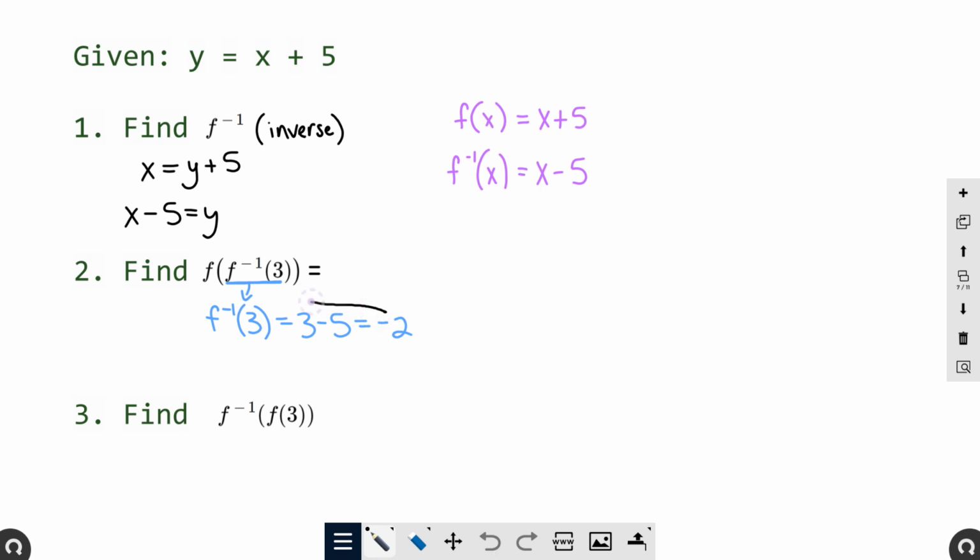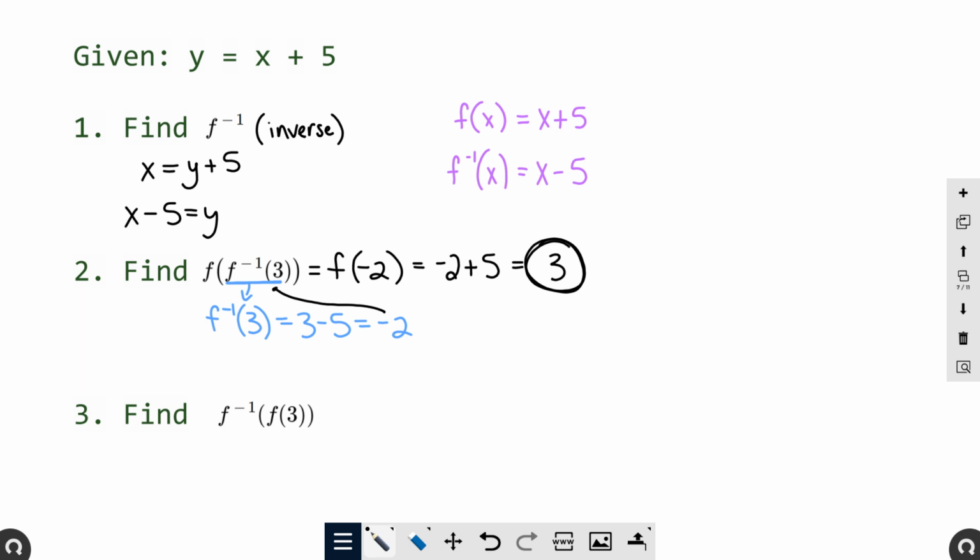Now that we found that answer, we just substitute it back in there. So now it's f of negative 2. Now plug that back into the function f. So negative 2 plus 5 is 3. So we find the inside. Once you find that answer, plug it into the other.